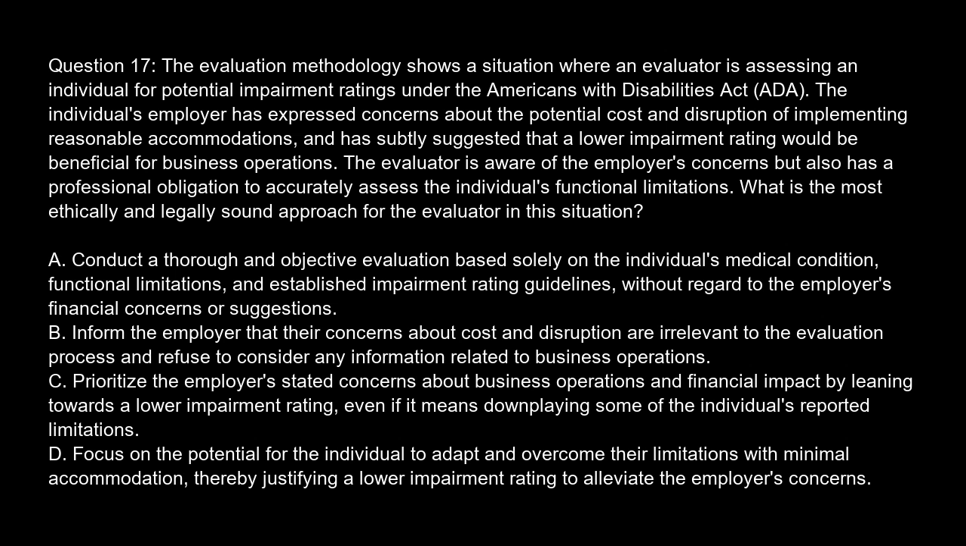Option D. Focus on the potential for the individual to adapt and overcome their limitations with minimal accommodation, thereby justifying a lower impairment rating to alleviate the employer's concerns.